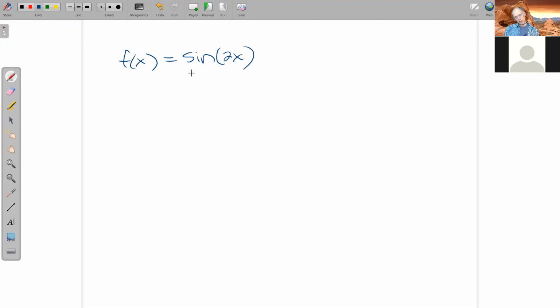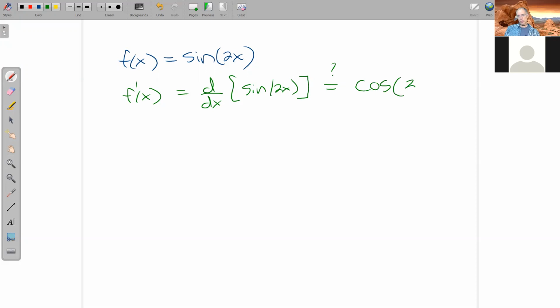And a couple of things I could do about this right here is, I could try to take the derivative, which is what I want to do. I want to know what is f prime of x. If I take the derivative with respect to x of the sine of 2x, what do I get? At first glance, I look at that and say, well, derivative of sine is cosine, so why isn't it just cosine of 2x? Well, let's test that out.